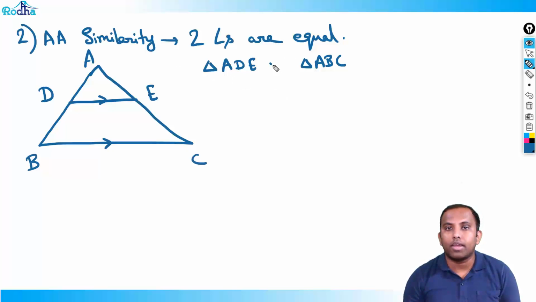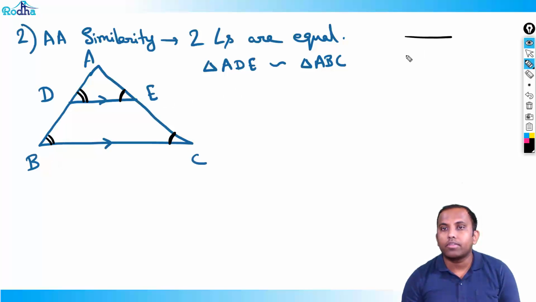See here, this angle and this angle will be equal. This angle and this angle will be equal, because they are corresponding angles. What are corresponding angles? You remember, we discussed in the geometry basics video. When there are two parallel lines and a transversal, this angle and this angle are equal. This is called corresponding angle.